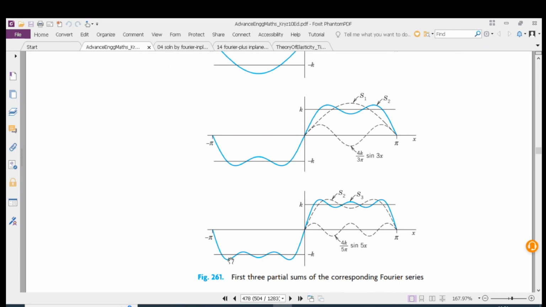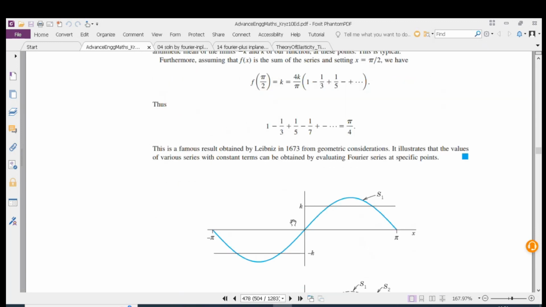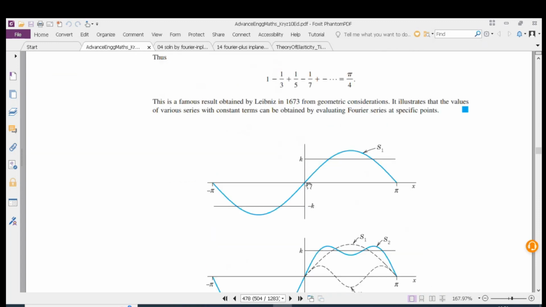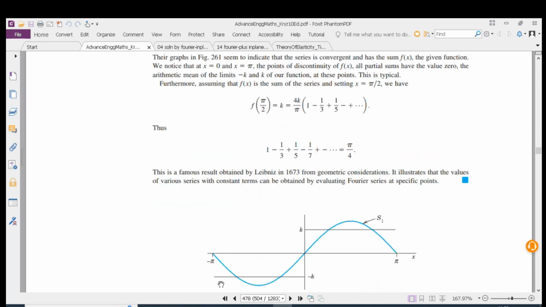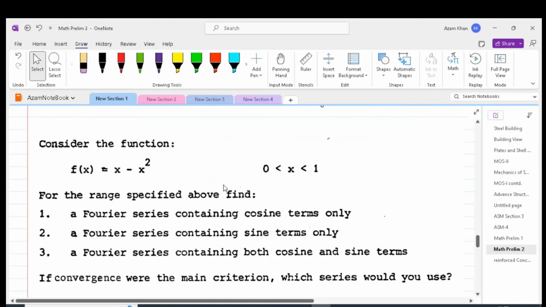The main idea in Fourier series is to find the minimum number of terms that will give us a reasonable approximation to the function. Obviously, in this example, just taking the first term is a very crude approximation to the actual function. So convergence is an important criterion in the case of Fourier series. Now we consider a function f of x equal to x minus x squared and check which of the three Fourier series will give us the fastest convergence.